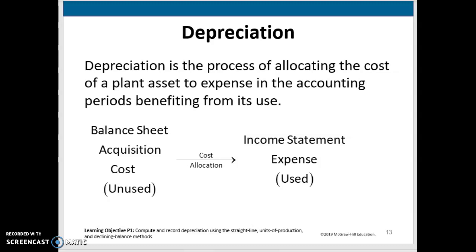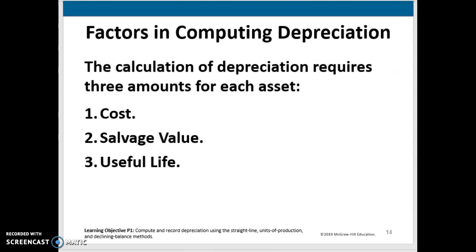Again, it's how we're allocating the cost of that plant asset over the period that we're getting the benefit of that asset. So we're allocating the total cost of it. And there's a few factors we're going to be looking at. The first one is the cost of the asset, that acquisition cost. Remember, it's not just the price we paid for it. It could include insurance while in transit. It could include the cost of setting it up and getting it ready, testing it out, those kinds of things. So that total cost is what we're looking for here.